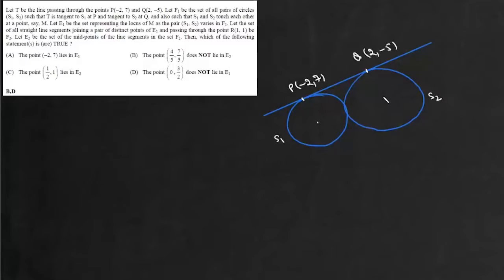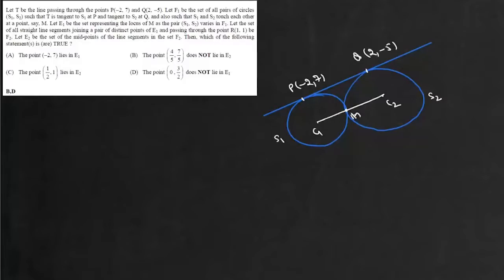Suppose their centers are at C1 and C2. And they touch each other at this point M. So this F1 is the set of all circles and E1 is the set of the locus of M as S1, S2 varies. Let the set of all straight line segments joining a pair of distinct points of E1 pass through the point 1 comma 1.